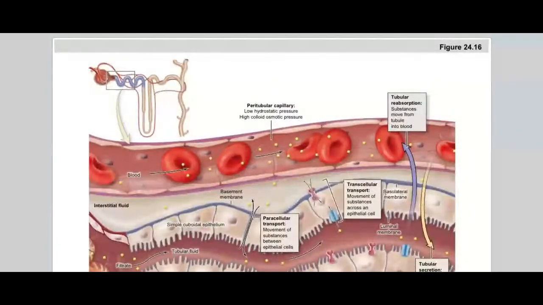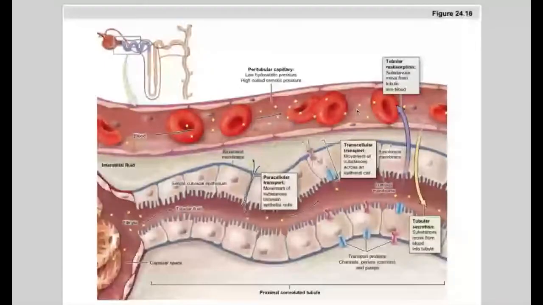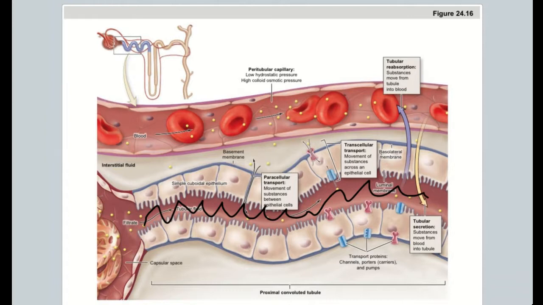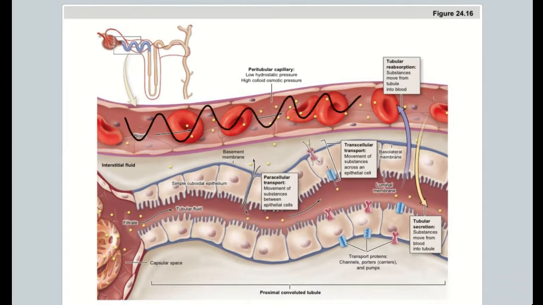So let me show you this general image of what this would look like. Why can't I make this full screen? There we go. Okay. So what we see here is the tubular fluid. That's the inside of the tubule. And then we have our blood capillary right here.